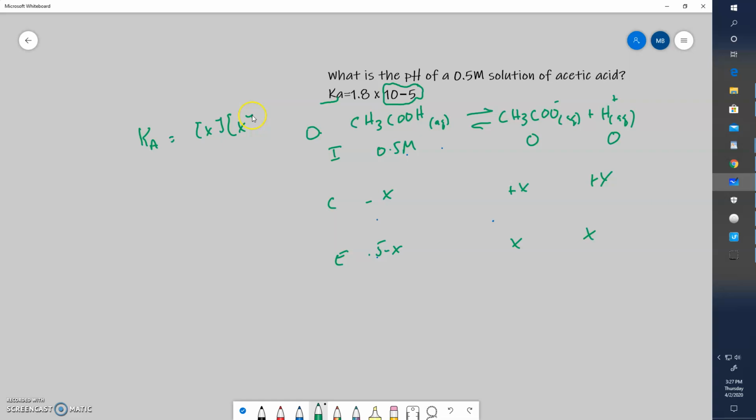So then we end up with our equation. Again, products over reactants, the concentration. If you don't remember, I'm sure there's a video out there that I've done already that explains that. Minus X, we'll drop it, see what happens. So I end up with 1.8 times 10 to the minus 5 equals X squared over 0.5. Multiply both sides by 0.5, and I haven't done this one ahead of time yet. Not 1.5. I screwed it up, but I caught it.